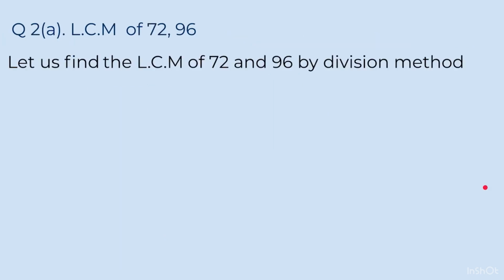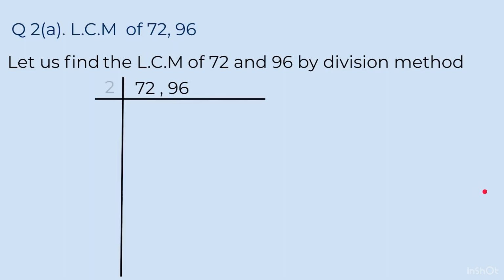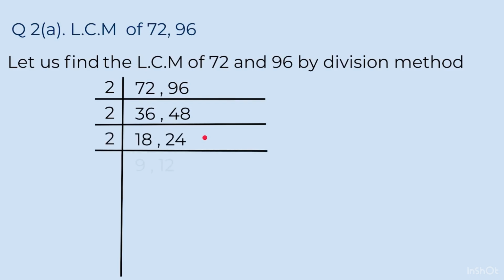Now the LCM of 72 and 96 by the division method. We'll start by dividing by 2. We get 36 and 48. This is also divisible by 2. When we divide, we get 18 and 24. This is also divisible by 2. When we divide, we get 9 and 12. Now this 12 is divisible by 2, so we again divide by 2. Since 9 is not divisible, we write 9 as it is, and 12 is divisible, so we write 6 there.